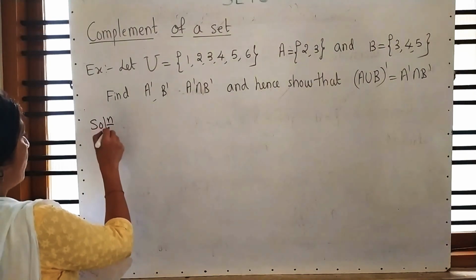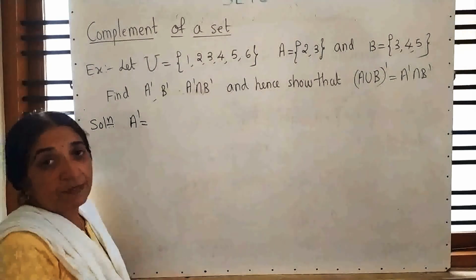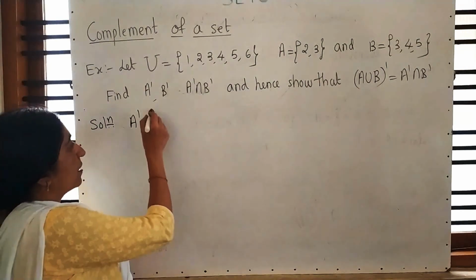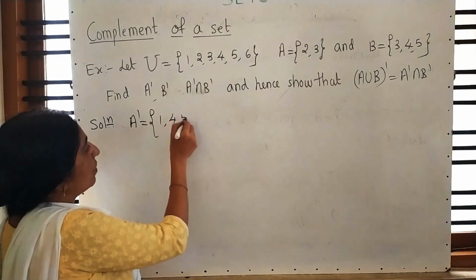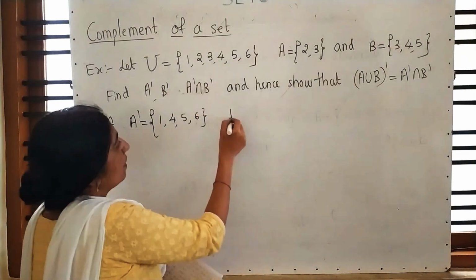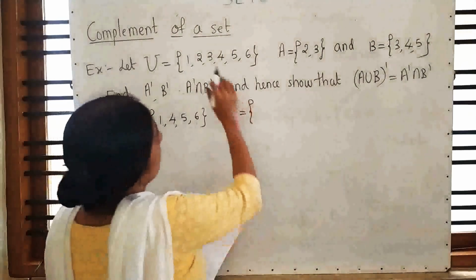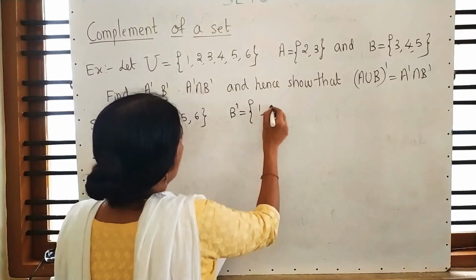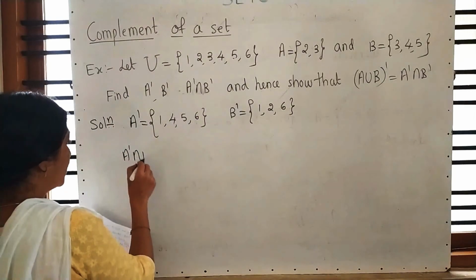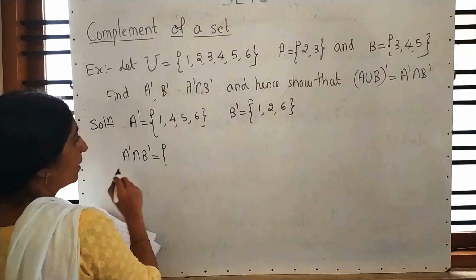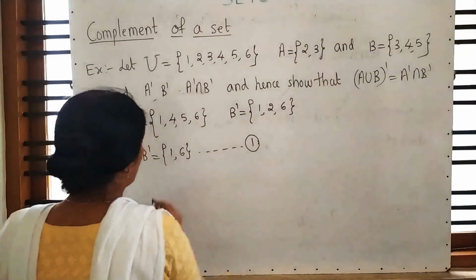First write down A complement. For that you have to compare A with the universal set. Those elements which are present in A, don't write. Other than 2 and 3, write down the remaining: 1, 4, 5, 6. And B complement: those which are present in B, don't write. 3, 4, 5 are present, the remaining are 1, 2, 6. Now take an intersection of these two. The common elements are 1 and 6. Let us call this equation 1.